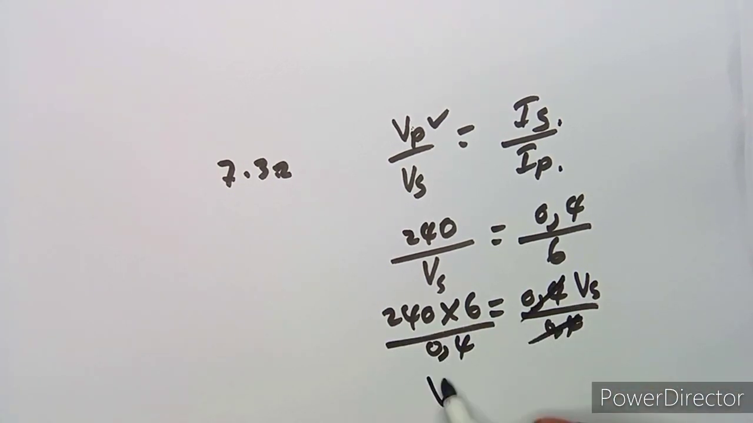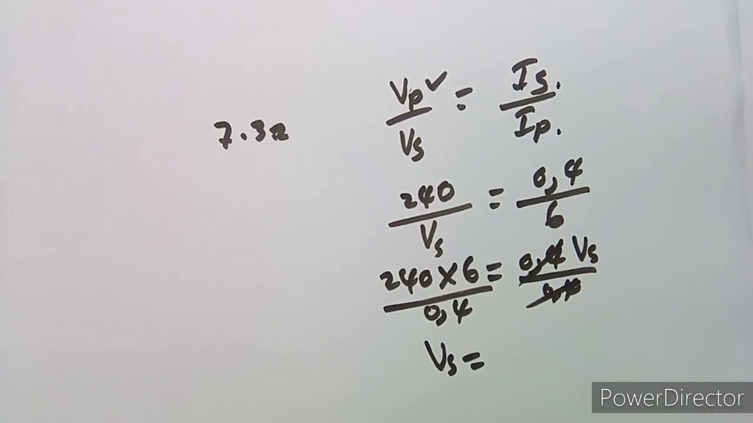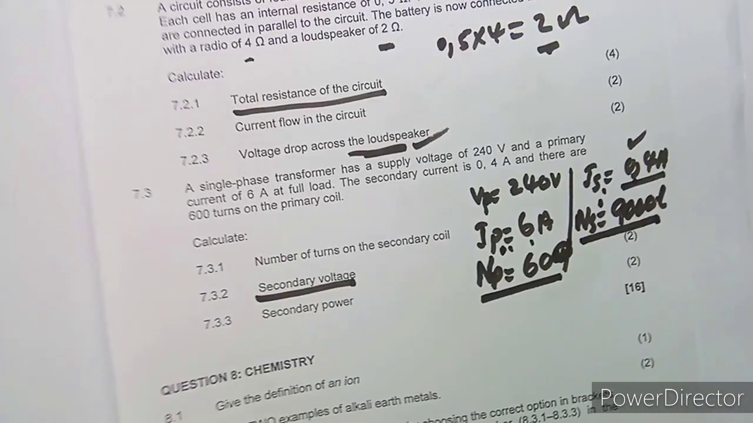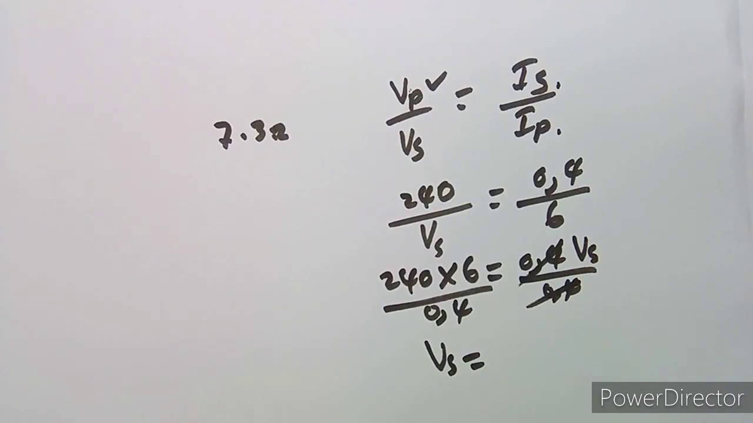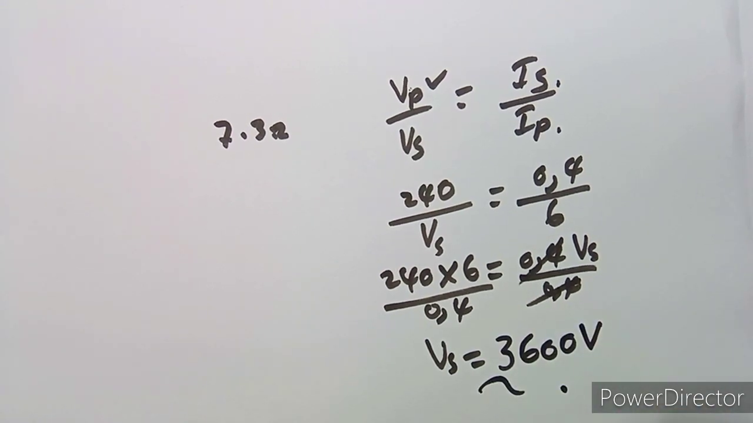So that's going to be your Vs in this case. All right, so our secondary voltage, if you divide properly, is going to be 3600 volts, guys, and it's a big value. But that's what you're having, 3600 volts.